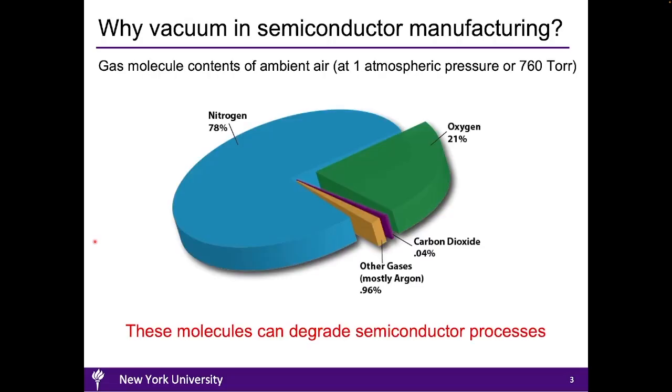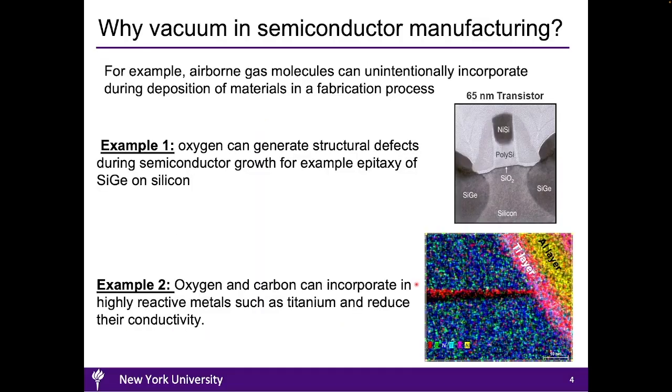The ambient air contains several gas molecules. This includes nitrogen, oxygen, carbon dioxide, and argon. The presence of these molecules often degrades semiconductor processes. Let us illustrate the detrimental effects of ambient gas molecules using two examples. The ambient gas molecules can unintentionally incorporate into the materials during fabrication processes.